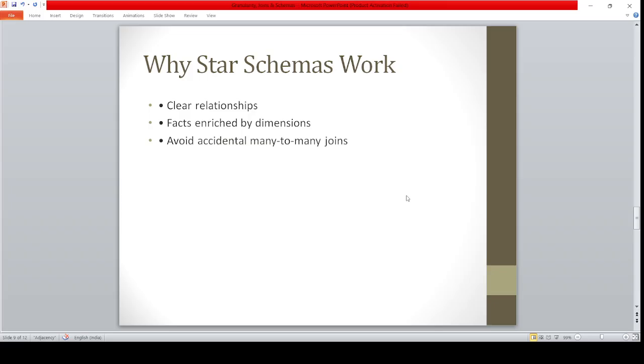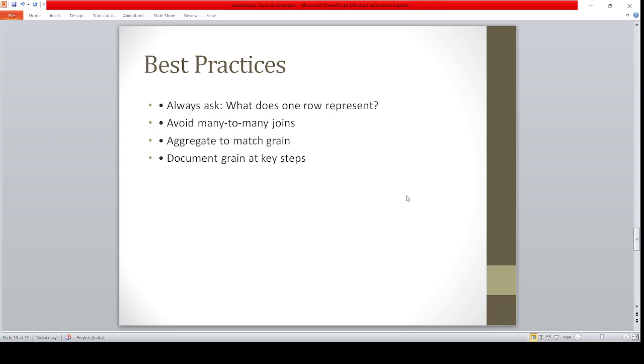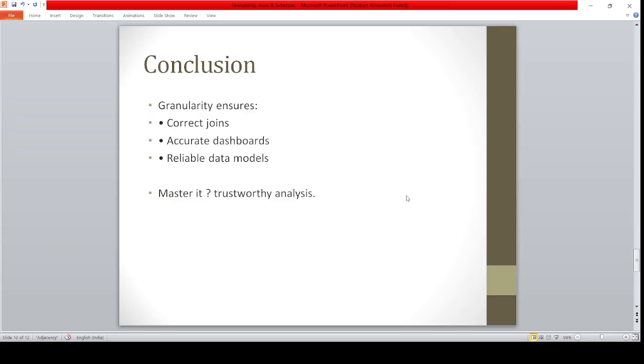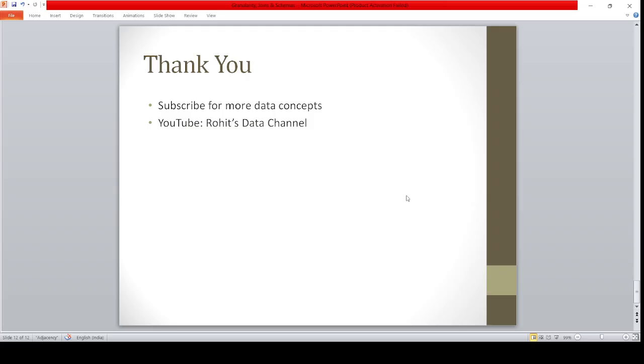The star schema's advantages and disadvantages, star and snowflake, you can go through what schemas we have. While preparing a schema, we should ask what one row represents to know the granularity of every table. We should avoid many-to-many joins. One-to-many is okay, one-to-one is okay, but never join many-to-many because it creates a lot of confusion. Granularity ensures correct joins, reliable data models, and accurate dashboards. That's it from my side.